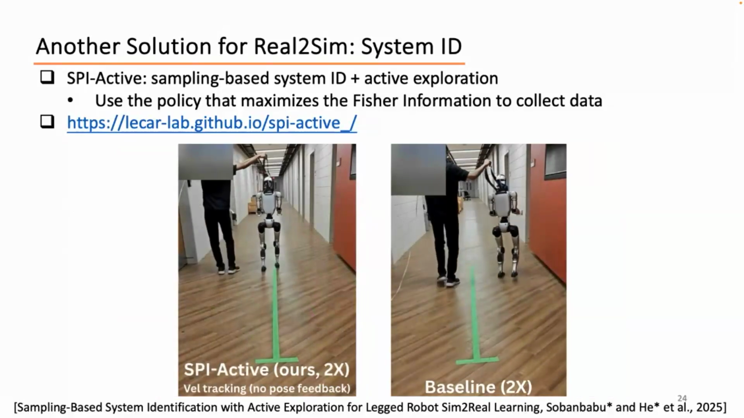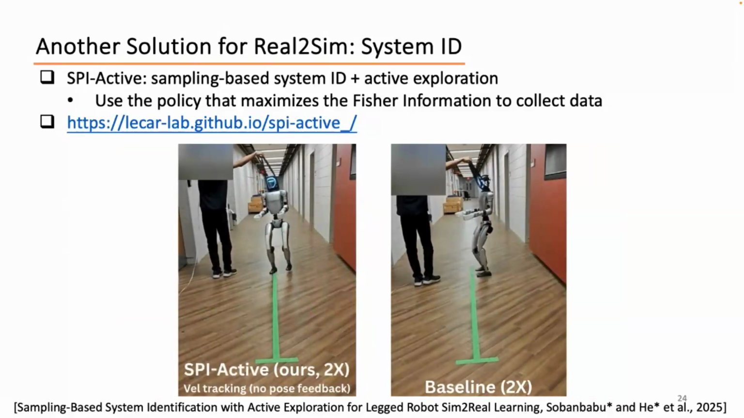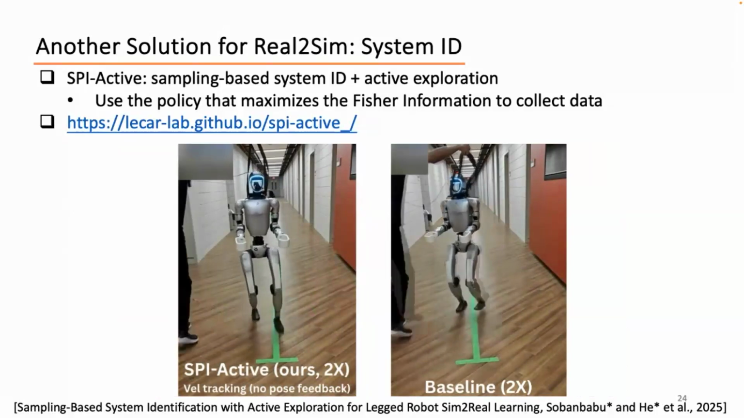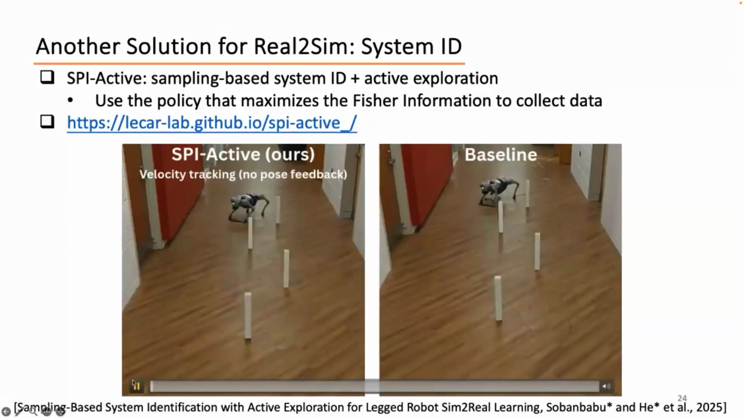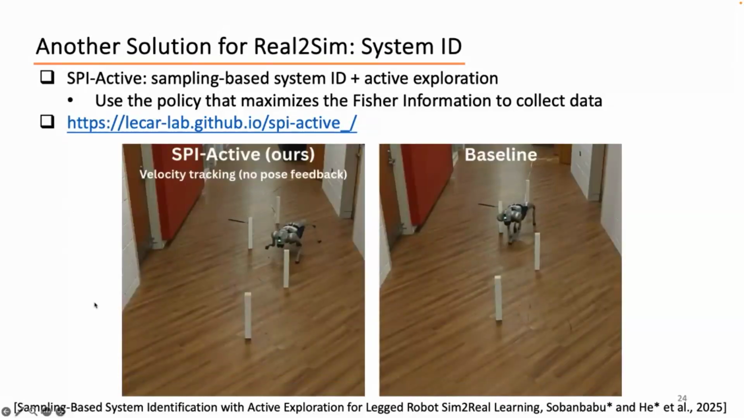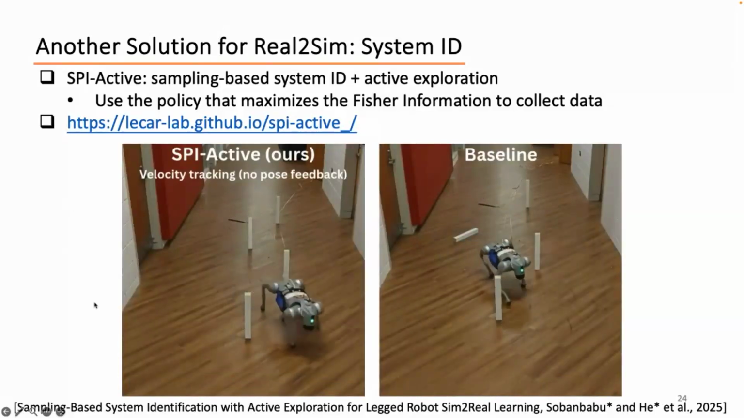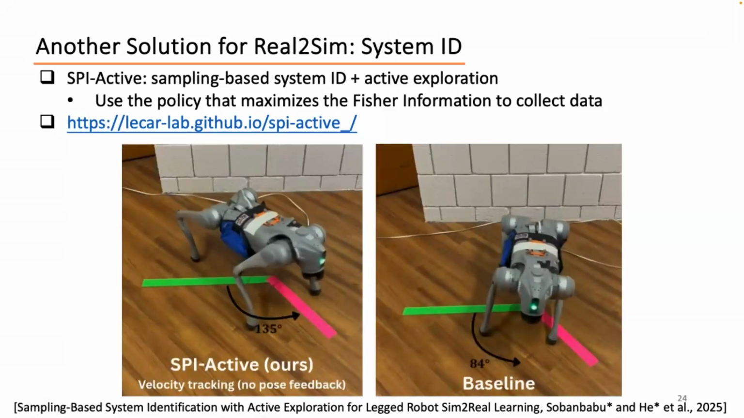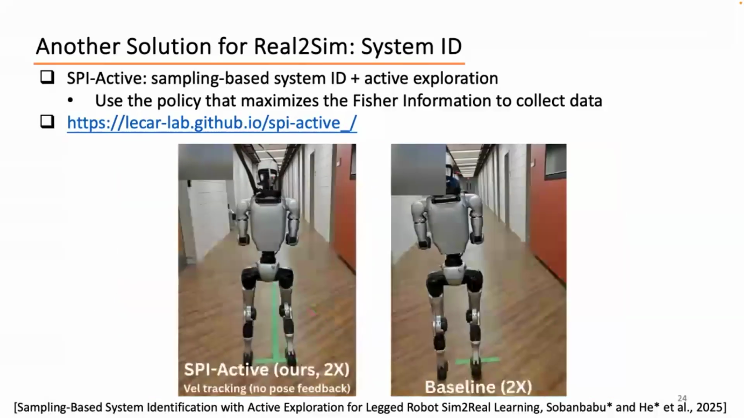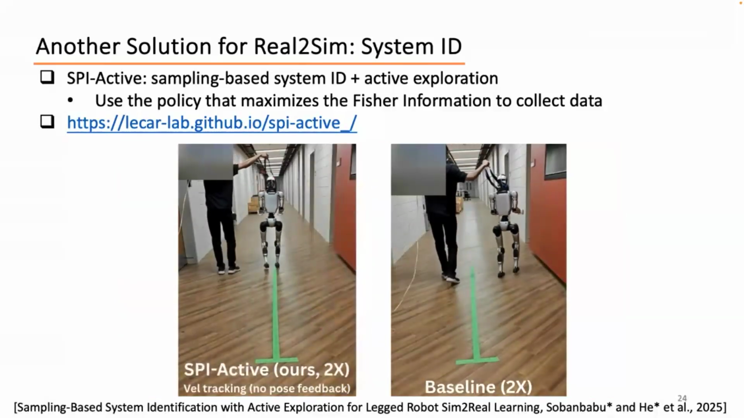This is humanoid velocity tracking. The humanoid is supposed to stay on this green line. Yeah, the left is after system ID, the red is before. Again, I want to emphasize the policy in this video is blind. The policy doesn't have position feedback. So this video highlights why system ID is important, and the default simulation could be very off if we don't do careful system ID.